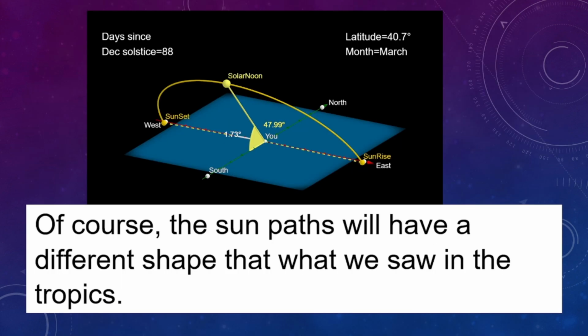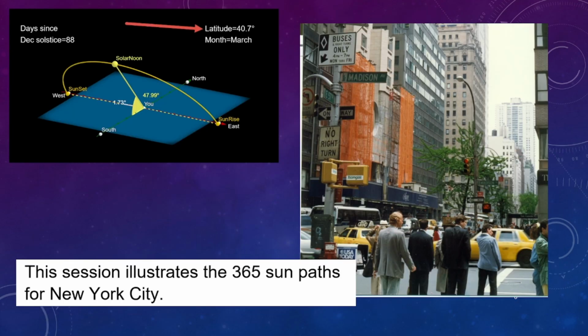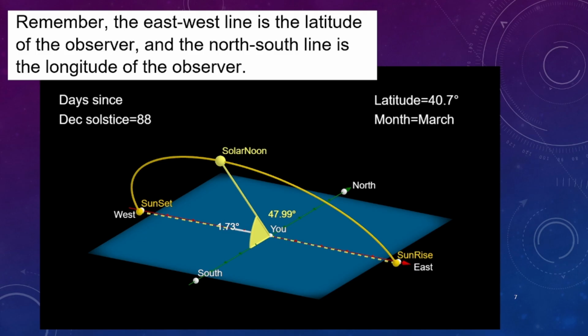Of course, the sun paths will have a different shape than what we saw in the tropics. This session illustrates the 365 sun paths for New York City. Remember that the east-west line is the latitude of the observer, and the north-south line is the longitude of the observer.